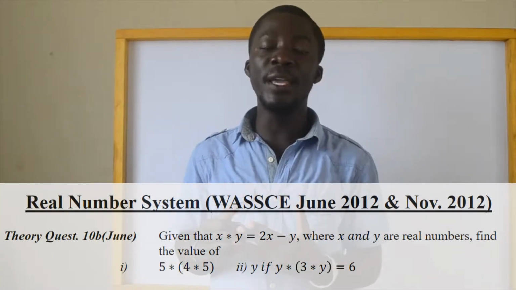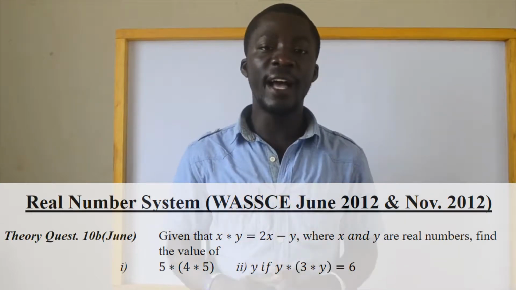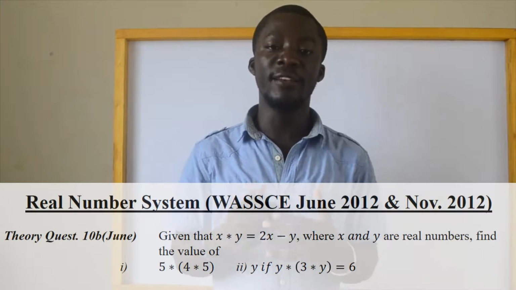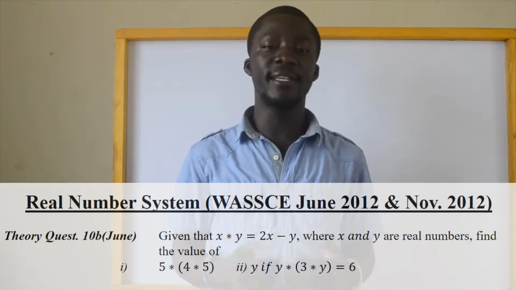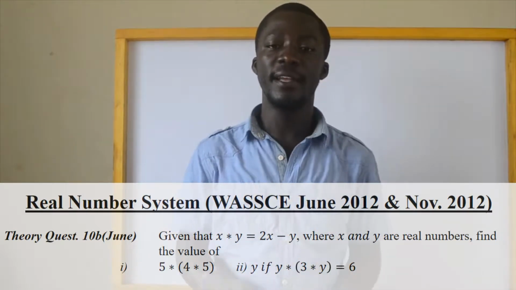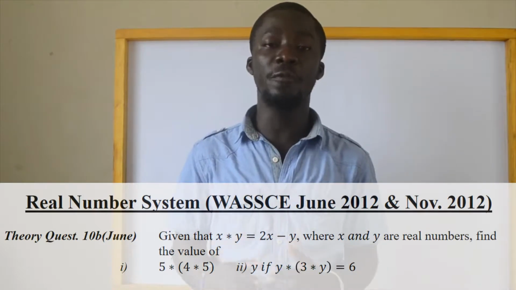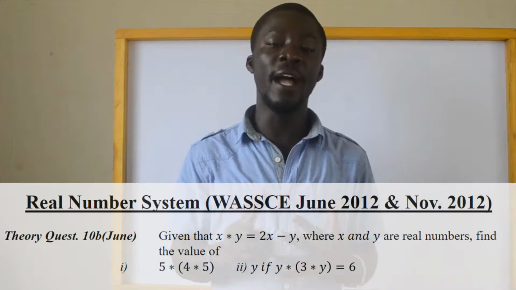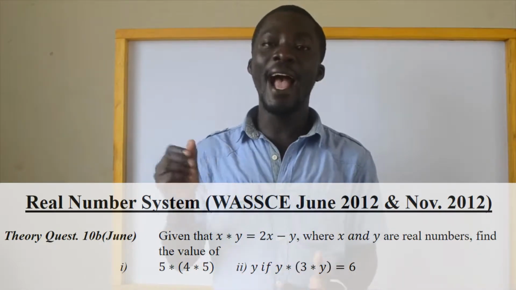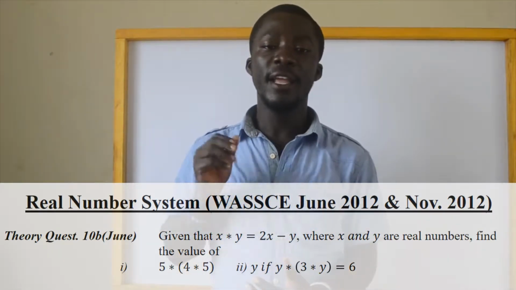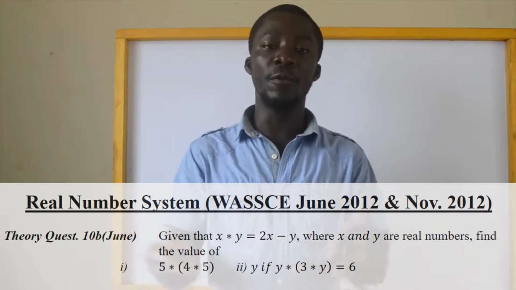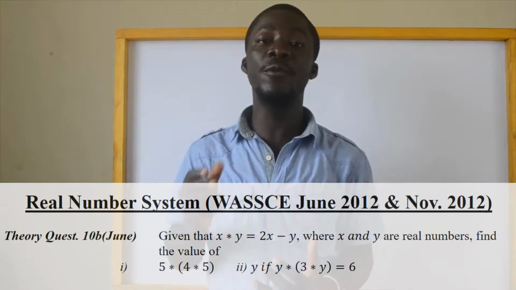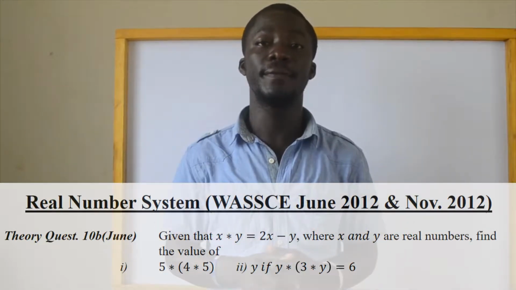Theory question 10b, June. Given that x star y equals 2x minus y, where x and y are real numbers, find the value of (i) 5 star (4 star 5), (ii) y, if 5 star (3 star y) equals 6.